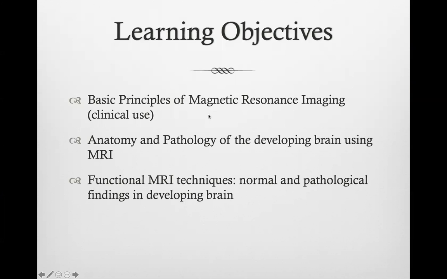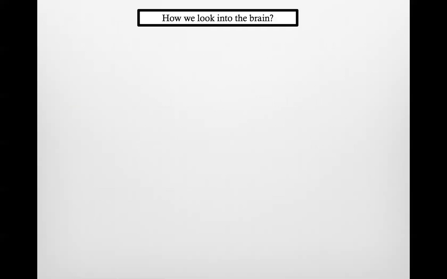Now, learning objective, I will show you the basic principle of magnetic resonance imaging, and I will show you the anatomy and pathology of the developing brain using MRI. The second part of the lecture, I can do another time. There will be another video on that and will be about functional MRI techniques. So let's start. How we look into the brain.